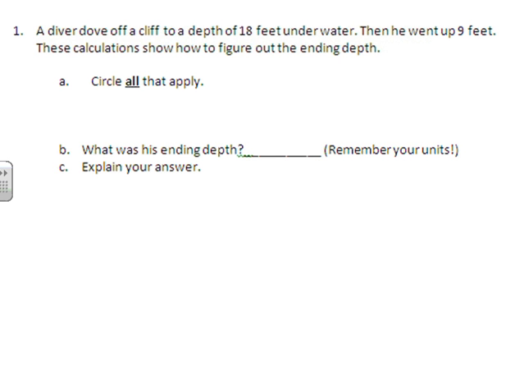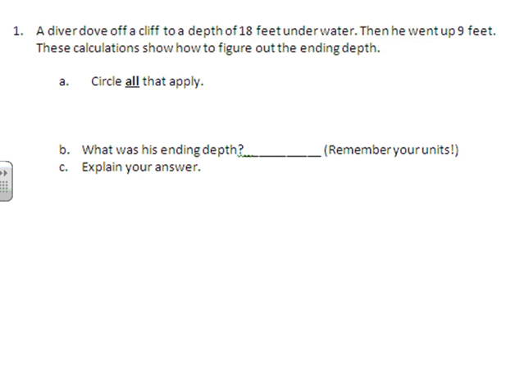This is how to do the review sheet for our test that will be tomorrow. On number 1, a diver dove off a cliff to a depth of 18 feet underwater, then he went up 9 feet. We need to come up with 2 different ways to represent that calculation.